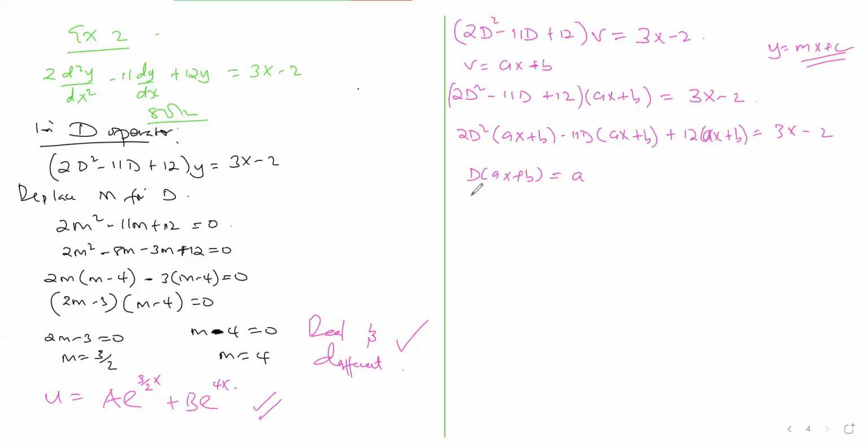Now let's come to the second derivative of ax plus b. Remember, you had already differentiated once, so differentiate it again. But a is a what? A is a constant. When you differentiate a constant, what do you get?